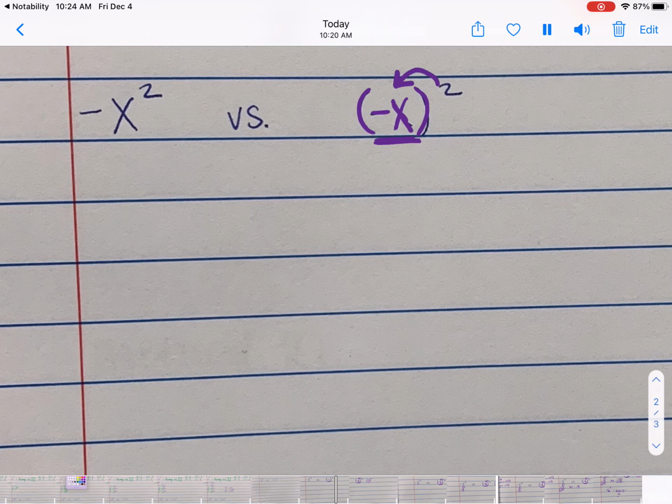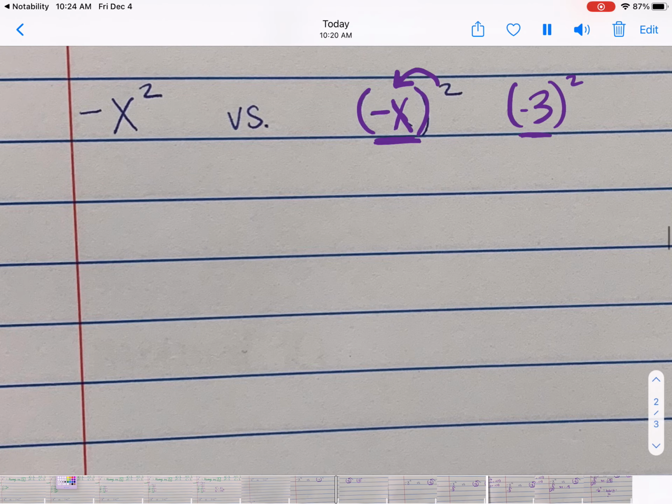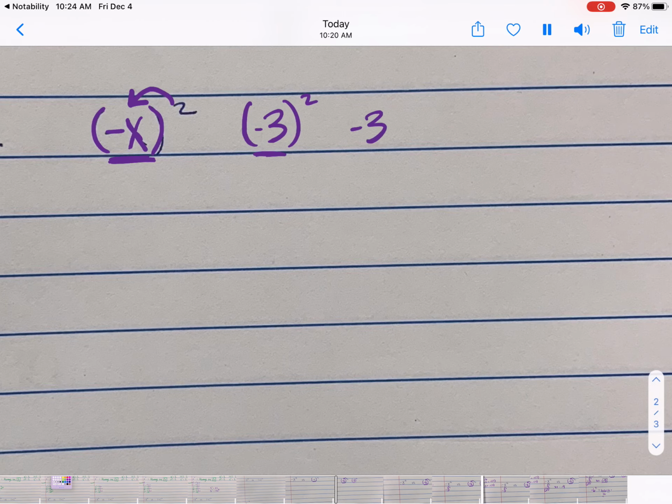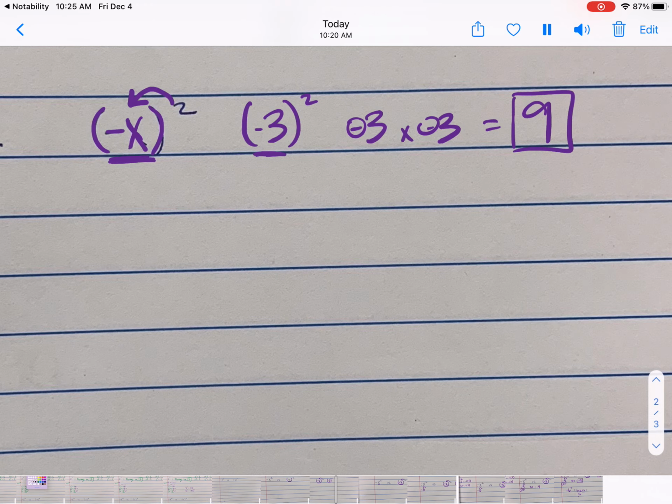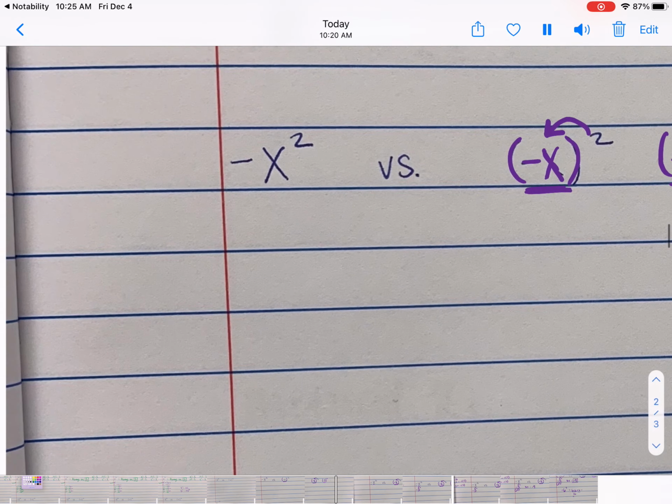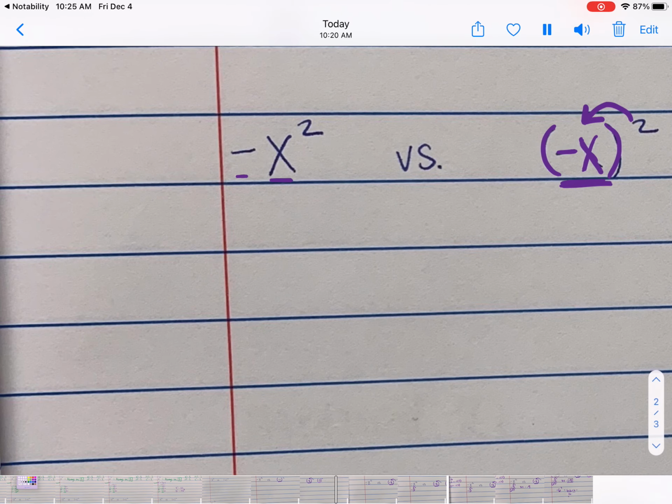So if I had (-3) to the power of 2, I'm going to take that negative 3, and I'm going to say negative 3 times negative 3. 3 times 3 is 9, but remember, if I'm multiplying two negatives together, it ends up being a positive, so my answer is positive 9. Okay? Pretty simple, but look at this. If I have a negative number raised to the power of 2 without parentheses, this actually means that I have negative 1 times whatever that number is. So let's look at an example.